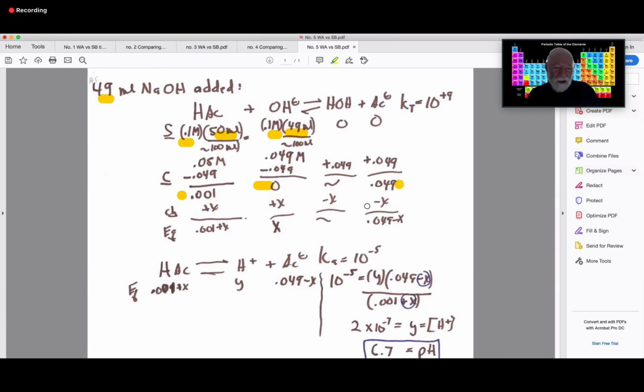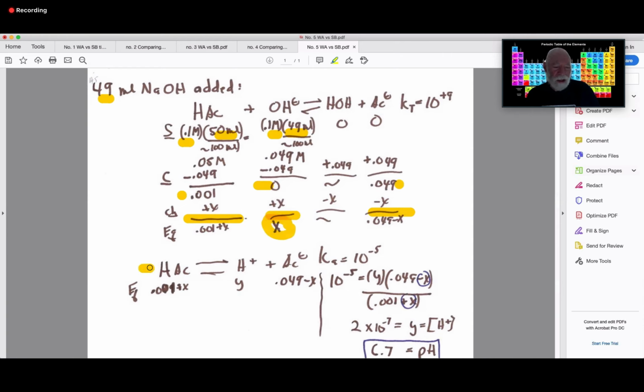So now using x's: minus x, plus x, plus x. Okay, and drawing these summation lines, we find the equilibrium concentration of the acetic acid is 0.001 plus x, hydroxide is x, and the acetate is 0.049 minus x. Now we could solve for this x right here, get the hydroxide, pOH and pH. It's faster though to use the dissociation of the molecule of acetic acid itself.